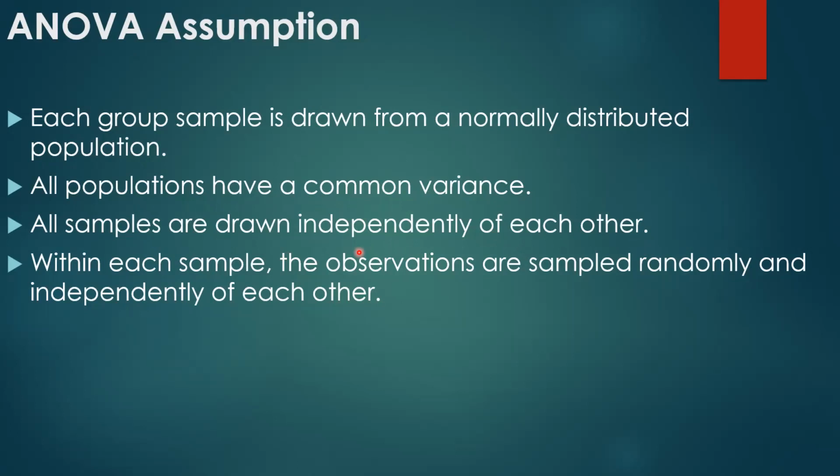You see, within each sample, the observations are sampled randomly and independent of each other. So the samples must not be related, hence we say independent sample or independent group. If you are sampling within levels, they should not be related to one another. This one is just talking about independent groups. So you must sample from different levels.